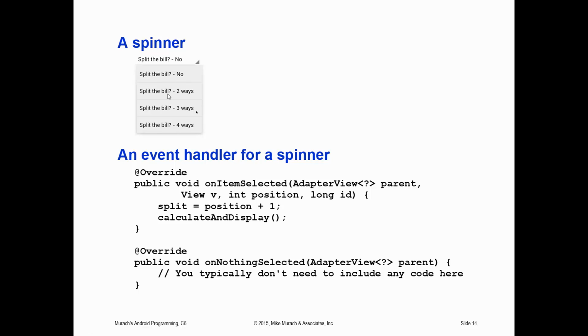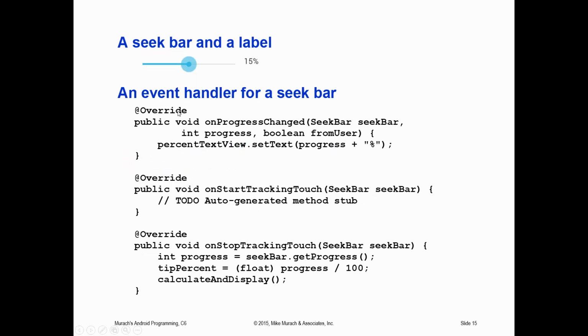This third parameter provides the position of the selected item. And again, onNothingSelected typically doesn't have any code, but you must add the interface. It's only executed when the selection disappears, which typically, again, you won't want to have happen.